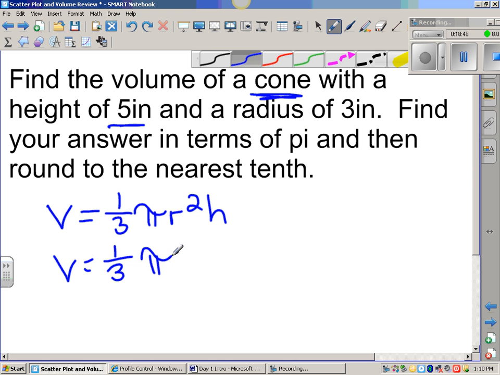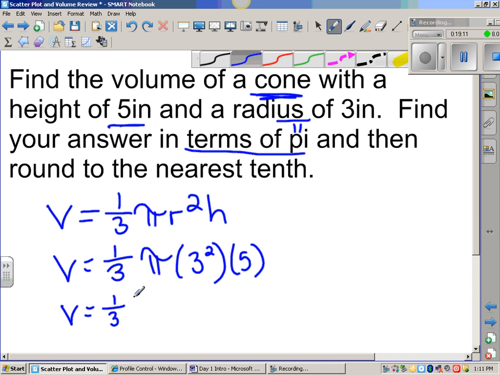We're going to leave the pi, guys, because it says in terms of pi. In terms of pi means leave the pi symbol there. We're going to plug in r. We got a radius of 3 and a height of 5. Now it's up to you. If you have access to a calculator, you could type this in using your commutative property by putting pi on the outside. We could do a little bit of work.